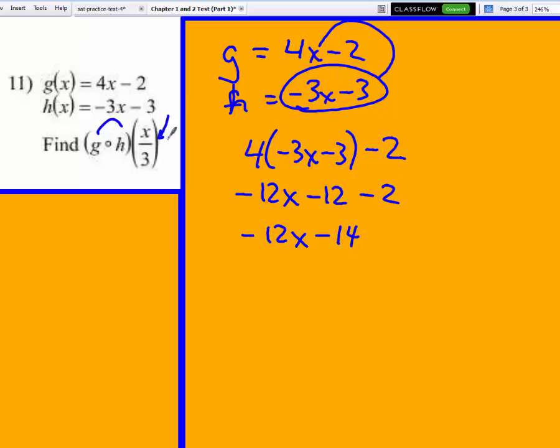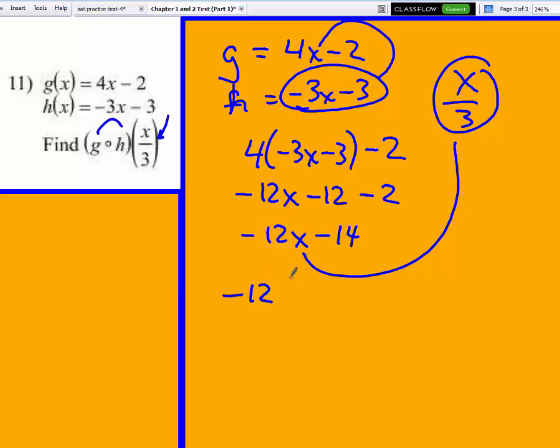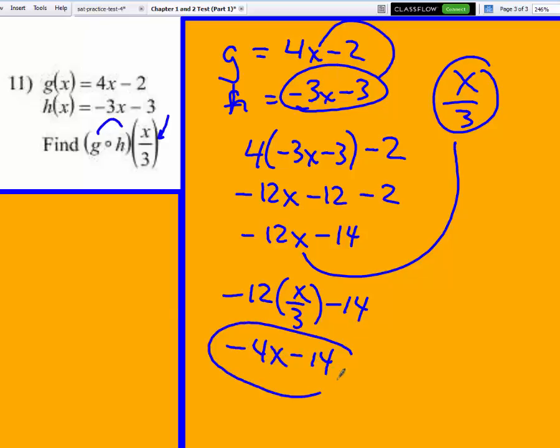And here it's saying I'm doing x divided by 3. So if I'm doing x divided by 3, I'm just now putting that in place of my new x. So I got negative 12 times x divided by 3 minus 14. So that's going to give me a negative 4x minus 14, and that's our answer there.